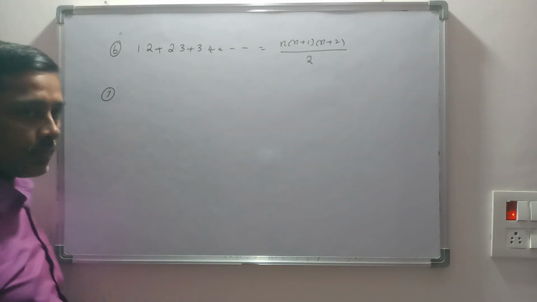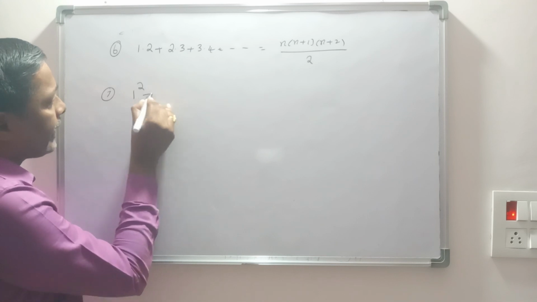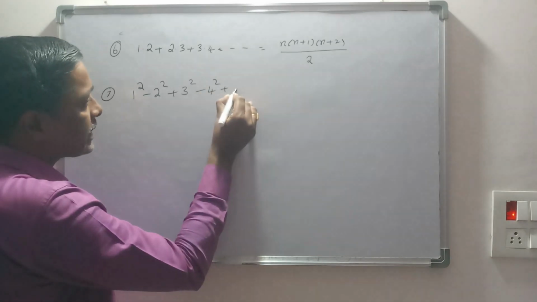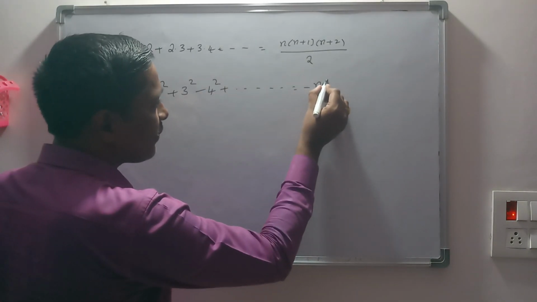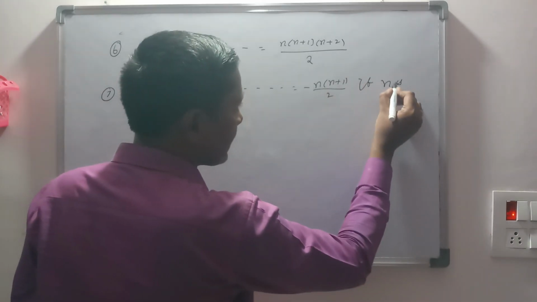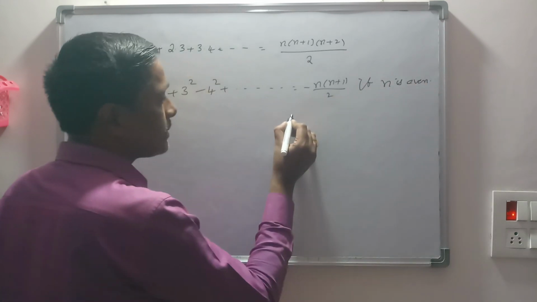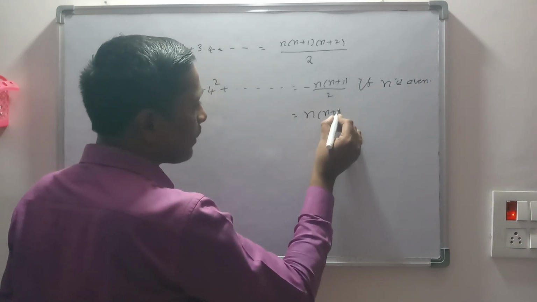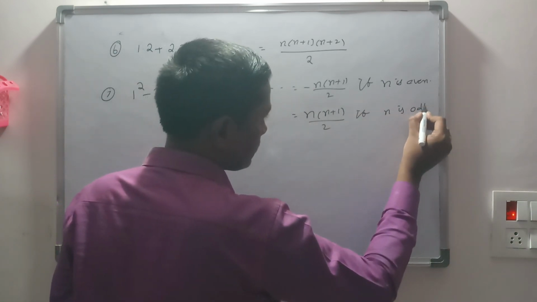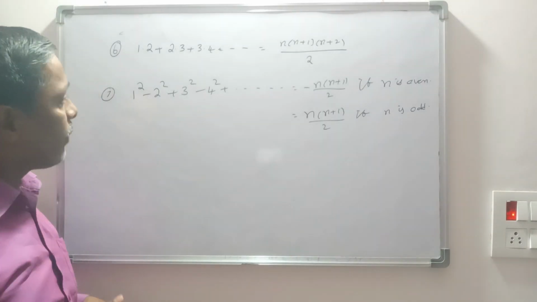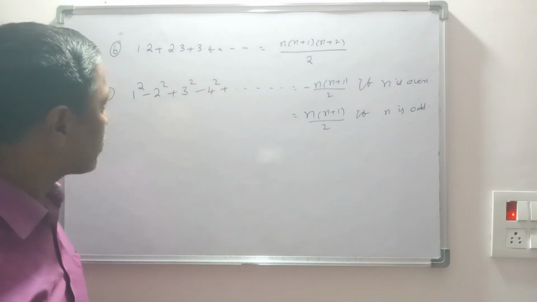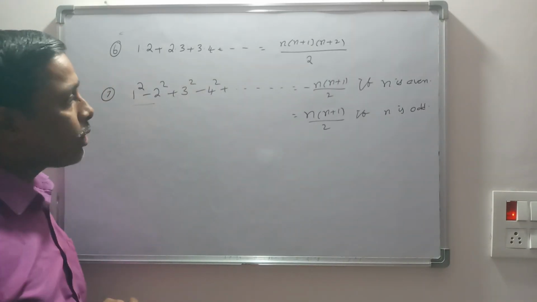Next one. 1 square minus 2 square plus 3 square minus 4 square plus so on is equal to minus of n into (n plus 1) by 2 if n is even. Second, n into (n plus 1) by 2 if n is odd. For example, put n equal to 2. n equal to 2 means 2 terms. n equal to 2 is even.